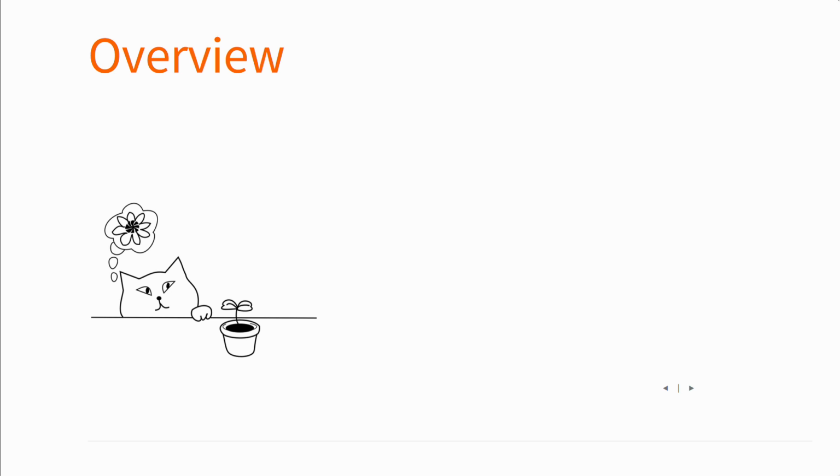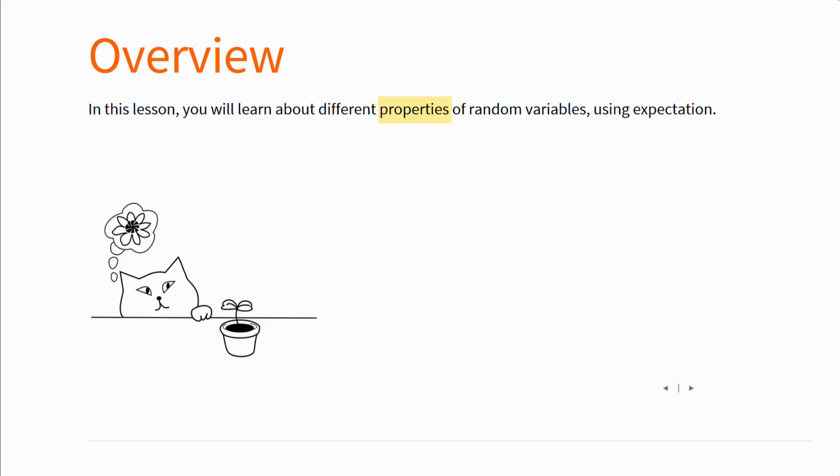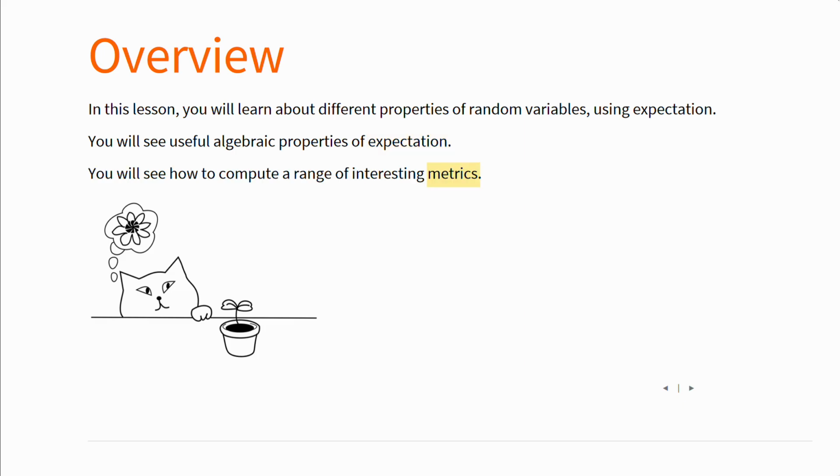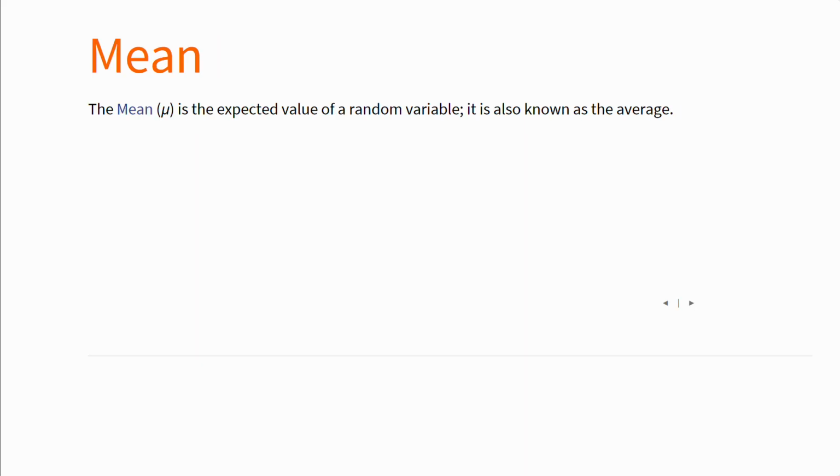Random variables are useful mathematical tools, but they're a bit mysterious, so in an attempt to demystify them, we use a central concept, expectation. In this lesson, you'll learn about different properties of random variables, and expectation itself, to know how to compute different metrics that inform your perception on any random variable, starting with the most common metric, the mean, or average, which is the expected value of a random variable.